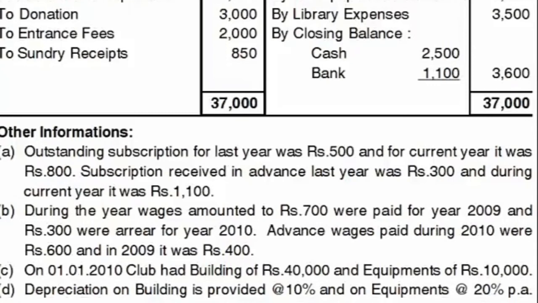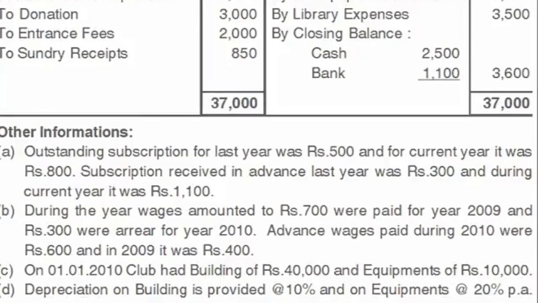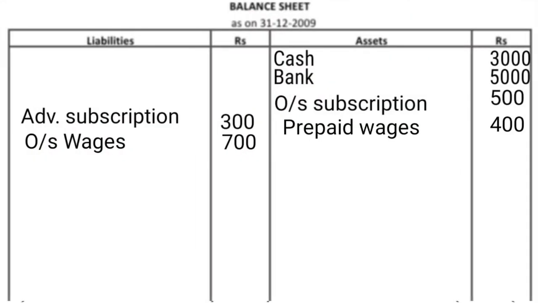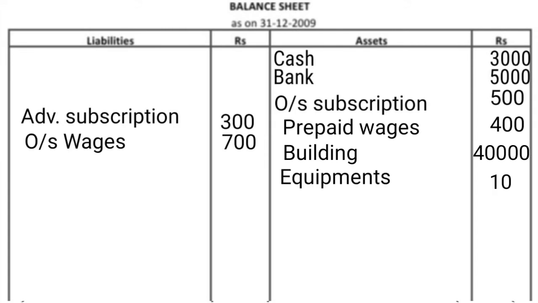Okay, so this we will enter in the last year balance sheet. This is not the new assets, these are old assets. So this asset, first we need to enter in the last year balance sheet. This asset belongs to last year. So in the last year balance sheet, I will write here building rupees 40,000, equipment rupees 10,000.